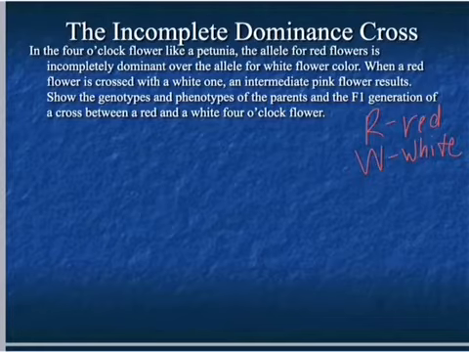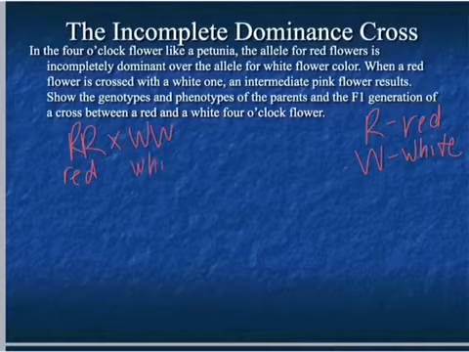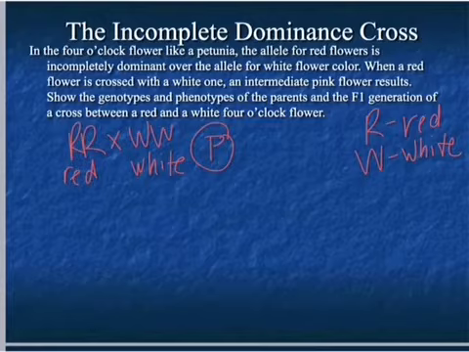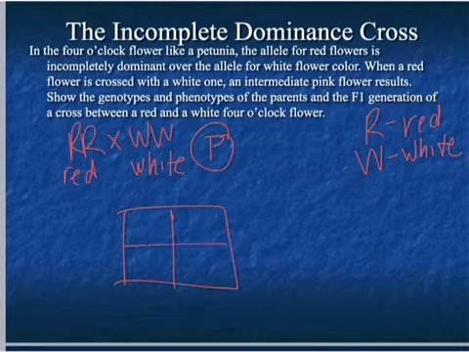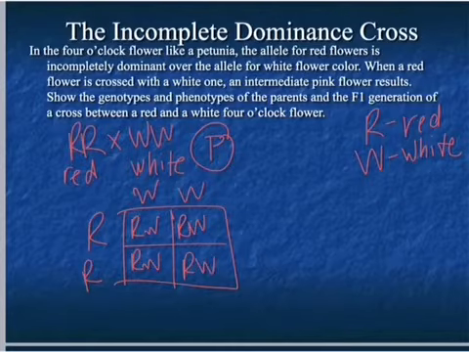Show the genotypes and phenotypes of the parents and the F1 generation of a cross between a red and a white 4 o'clock flower. So red and a white. So there's the genotypes, and here's the phenotypes of the parent generation. But it also asks me to solve for the F1 generation. So I'll do a Punnett square to find the F1 generation.